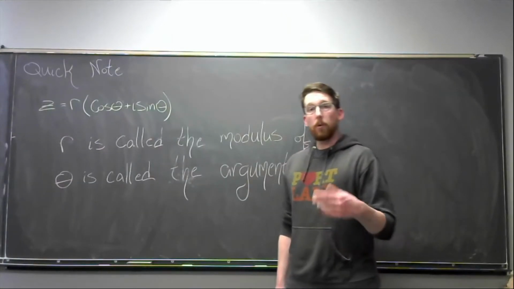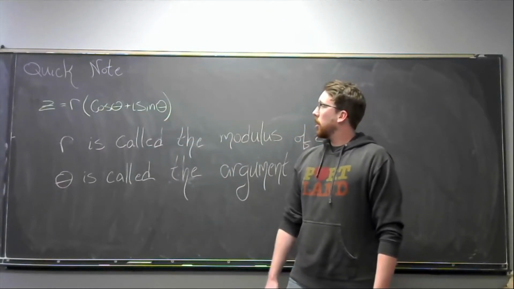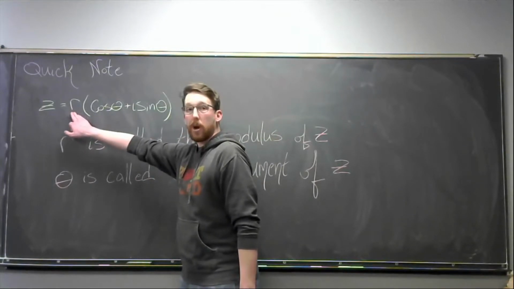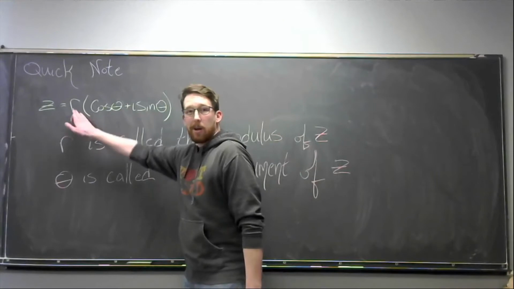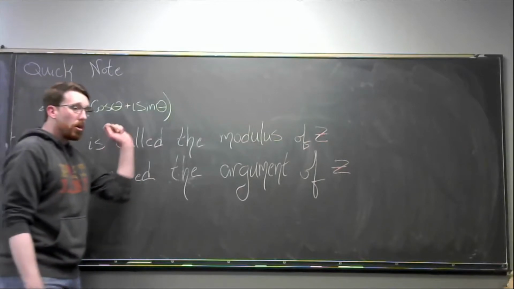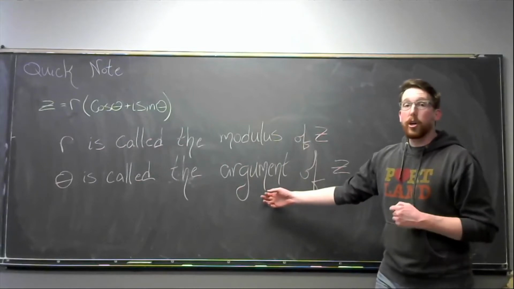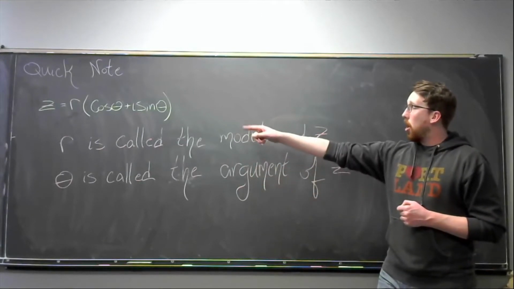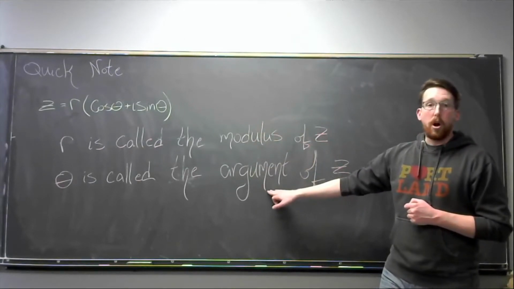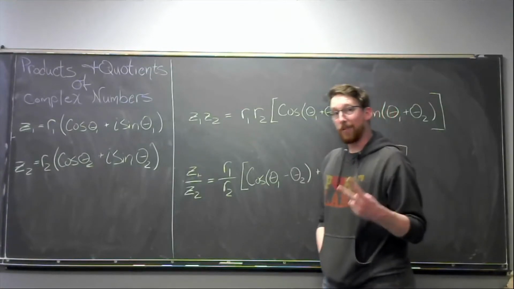So just really quickly before we move on, I wanted to make a quick note on some vocab. When we put our complex numbers in this form, we call r the radius, the modulus of z. And we call theta, the angle, the argument of z. So r is called the modulus of z. Theta is called the argument of z. Cool.